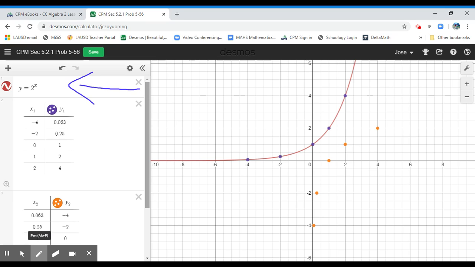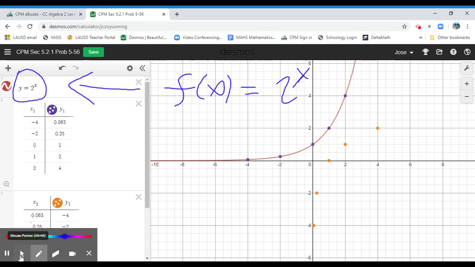So back in 5-56, we had this function. This is the exponential function, right? f(x) is equal to 2 to the x power. That's this purple line that we have right here. And then here I found some points, and here they are. That gives me the exponential function going up in this case.